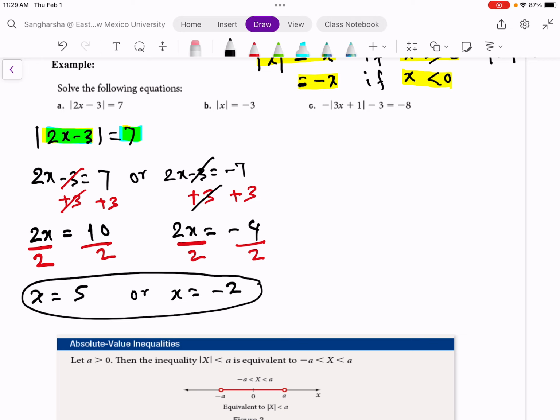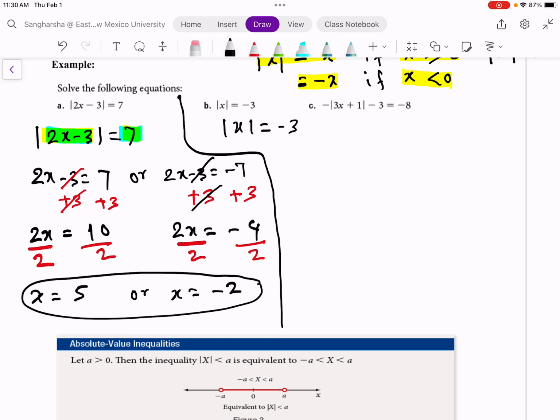Now let's see number B, it's the same way. So we have the absolute value of x equals negative 3. Now what will be the solution for this one? Okay, now let's go back to our definition. What does it mean by the absolute value of x equals negative 3? So the distance of x from 0 is negative 3. The distance of this x from 0 on a number line is negative 3. Does that make sense?